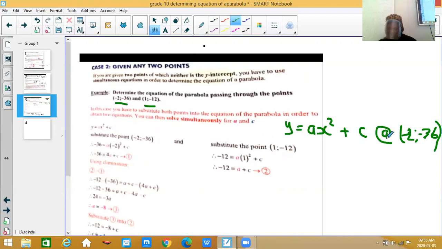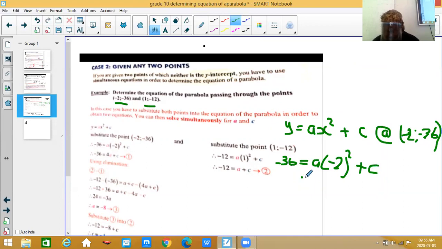What is the value of y here? Minus 36. So here you are going to put minus 36, which is equal to, we don't know the value of a, right? What is the value of x? It is negative 2 squared plus c.